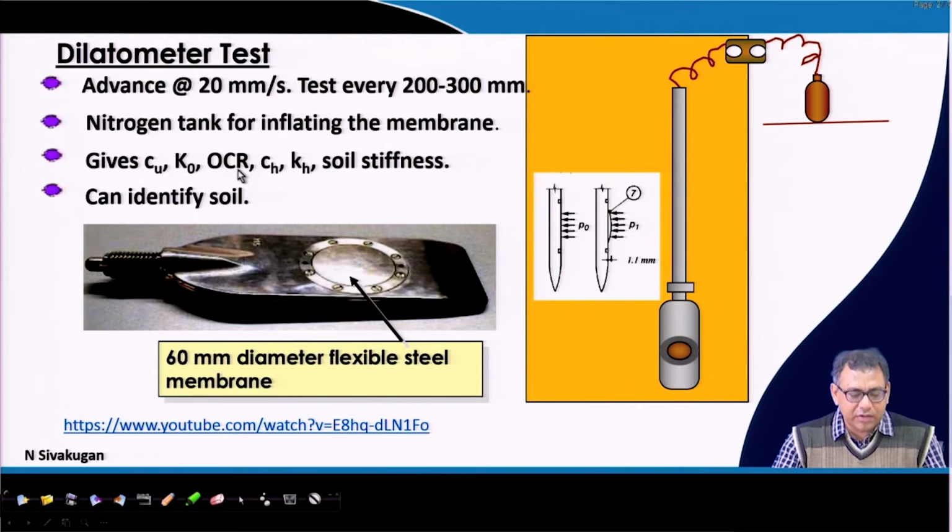rest condition, over consolidation ratio, then CH, coefficient of consolidation in horizontal direction, KH, permeability in horizontal direction, and soil stiffness. It can identify the soil also.